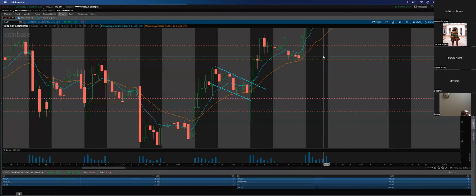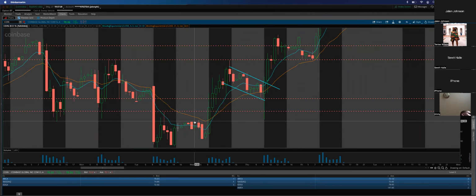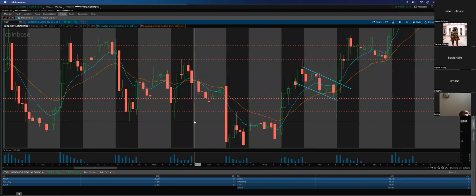The problem is you guys don't like taking profits at your targets, right? You literally don't like taking profits at your targets. And that's so weird to me. I don't know why people don't like that. If you say that the stock is going somewhere, when it goes there, why are you hesitating to take profits? Because you think it's going to run more?